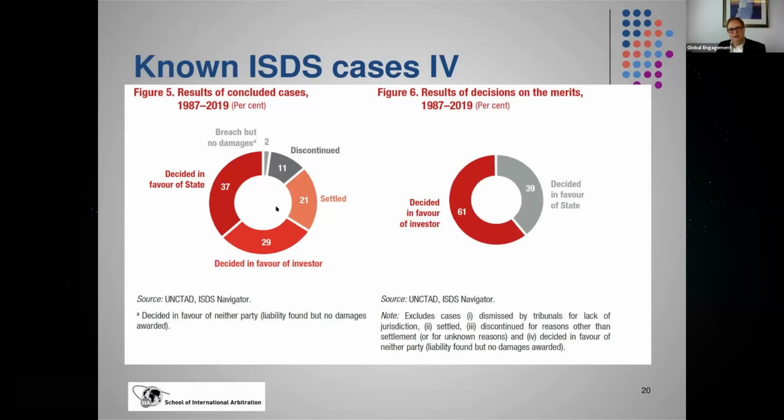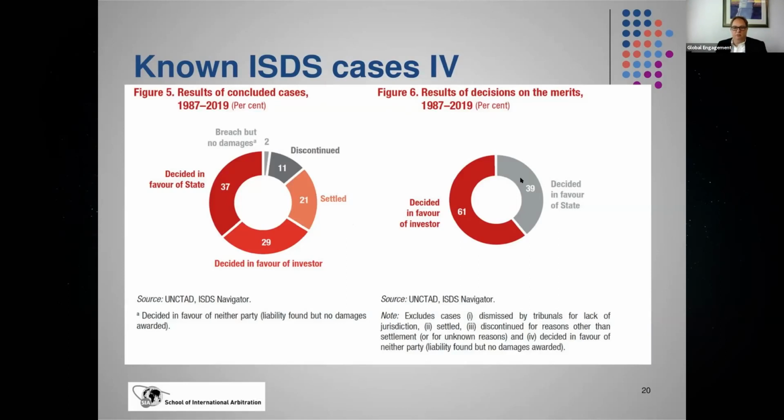So if you look at that, one can argue that the majority of the cases ultimately go in favor of the state. Because if you put the settled and not breach, no damages cases together, so that is a 60%, and the discontinued, which because the investor perhaps has withdrawn the case, we have almost 70% going for the state in some form, either fully or in part, and only 30% in favor of the investor.